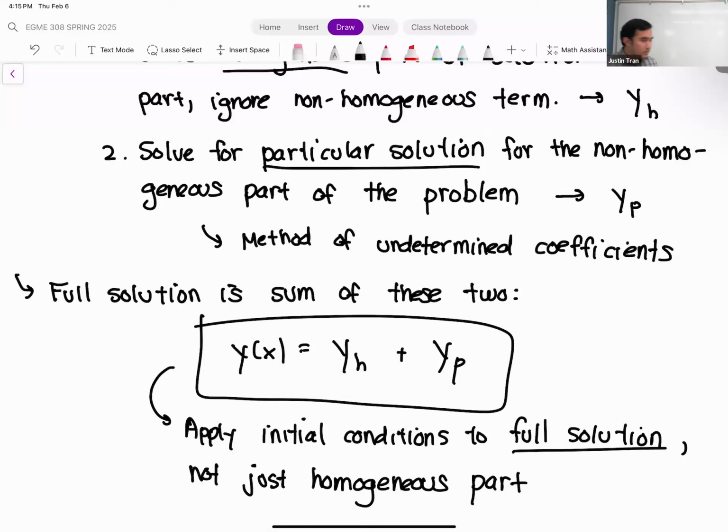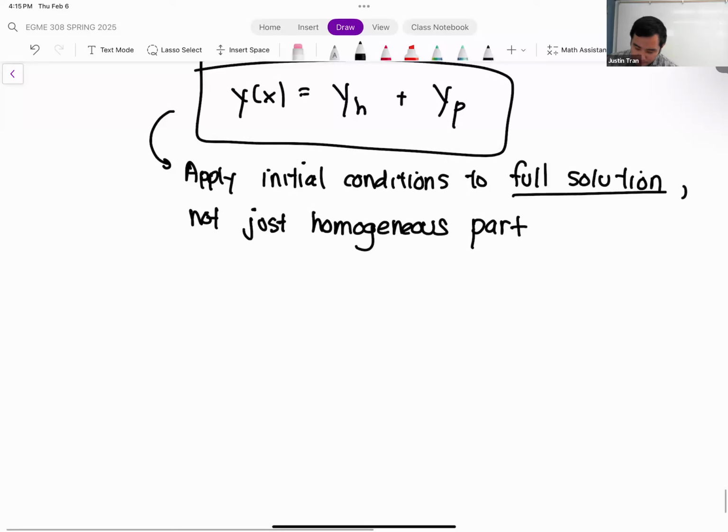All right, so that's the game plan for today. We're going to be focusing on the method of undetermined coefficients. We're going to do a few examples on that just to see how that's done. And then we'll combine it together to solve for full solutions to these non-homogeneous problems. Any questions on any of this so far? Okay, good. All right, so let's talk about undetermined coefficients.